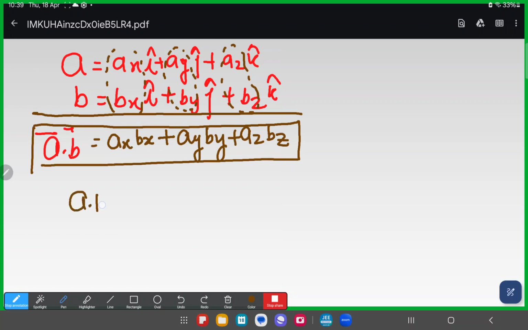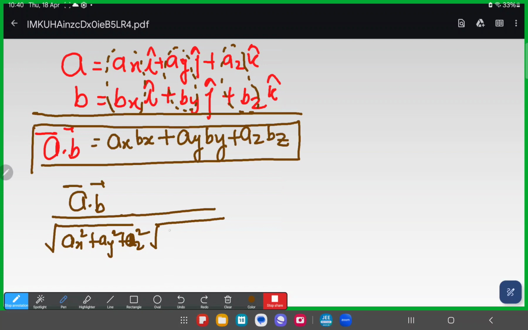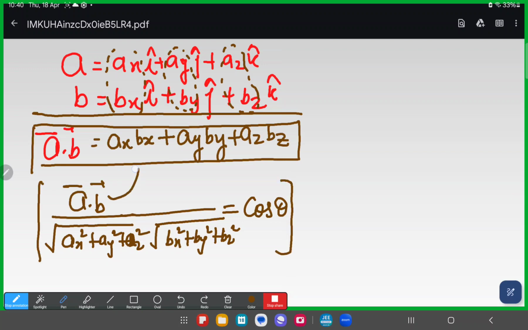Now as you know, A dot B upon mod A mod B. How do we get mod A? Mod A is equal to the square root of AX square plus AY square plus AZ square, and mod B is the square root of BX square plus BY square plus BZ square. This will give you the value of cos theta. We can keep A dot B as equation 1. So in this way we can get the value of cos theta.